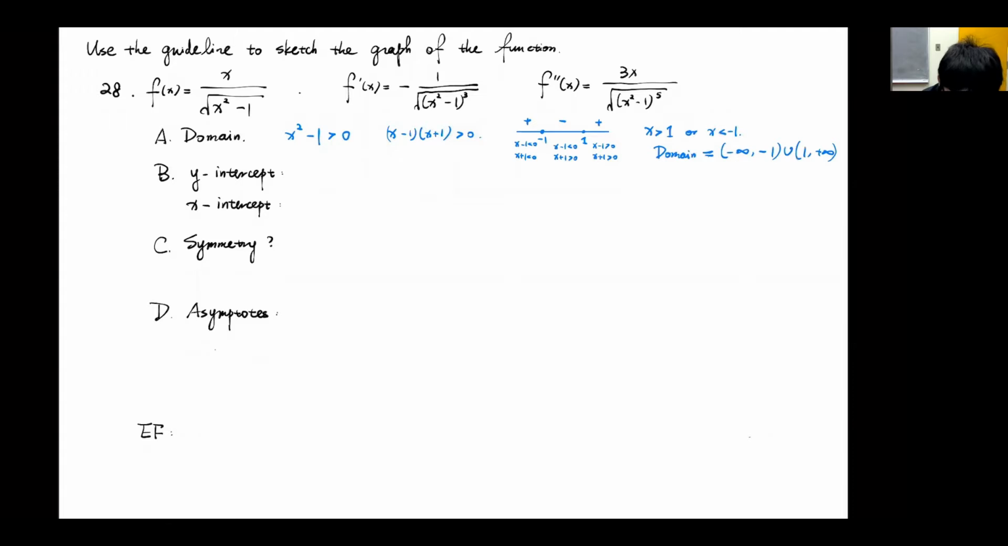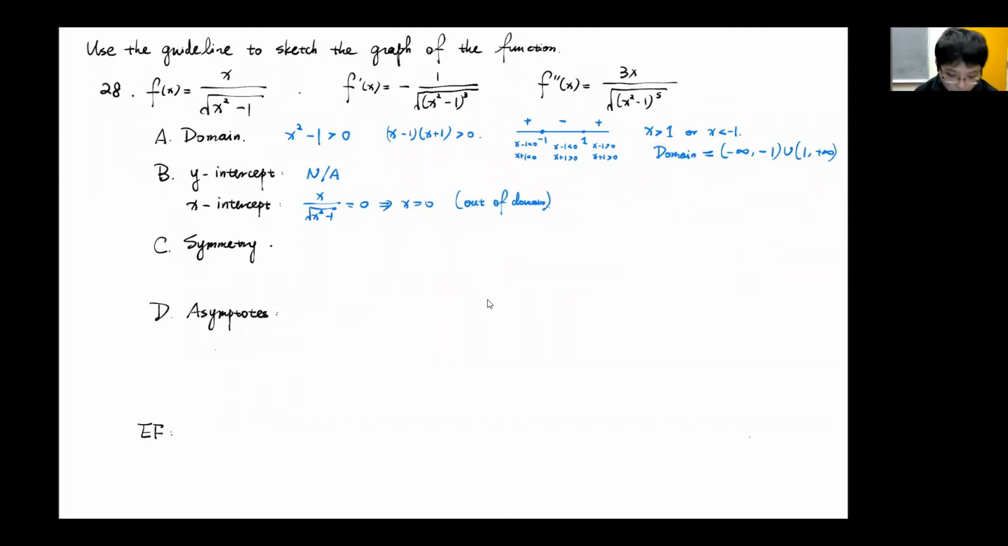Okay, for the y-intercept, this does not apply because the function is not defined when x equals 0. For the x-intercept, we see that x divided by root of x squared minus 1 equals 0 implies that x equals 0, but again, this is outside of the domain. So the conclusion is that this function really does not intersect the x-axis. All right, so that's what we have known from here.